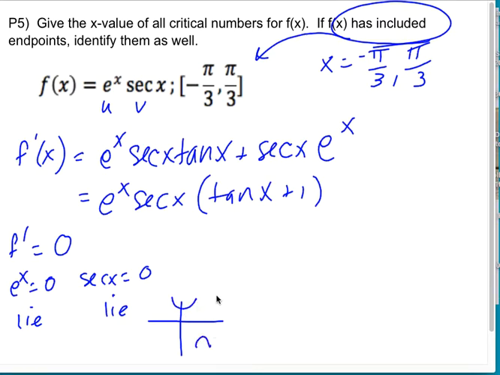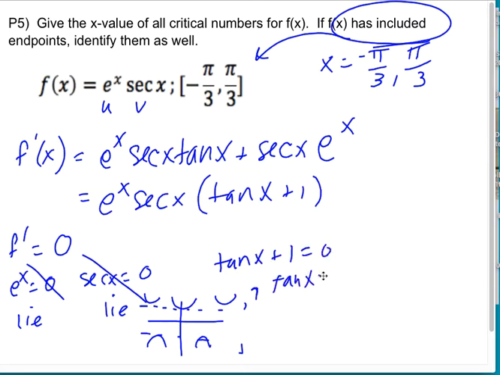graph, they look like this. See how they're always above and below the axis? So that's never 0, right? Secant starts up here at 1 and goes up, and starts down here at negative 1 and goes down. It's never 0, so that's a lie, okay? Or when tangent x plus 1 equals 0, which is going to be when tangent x is negative 1, and that does happen. That happens at the pi over 4s in quadrant 2 and quadrant 4.